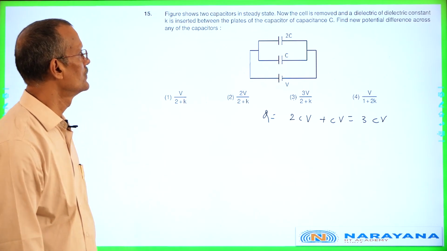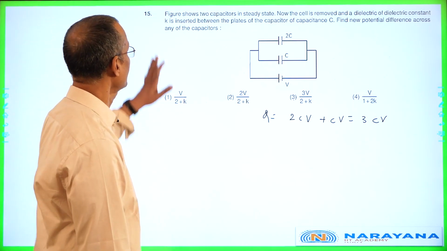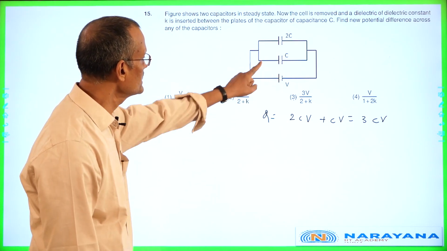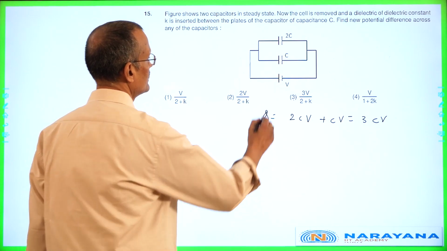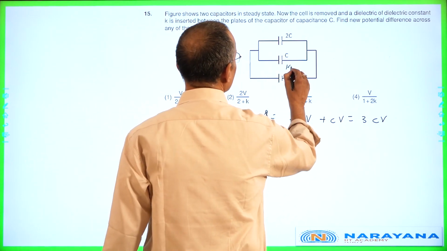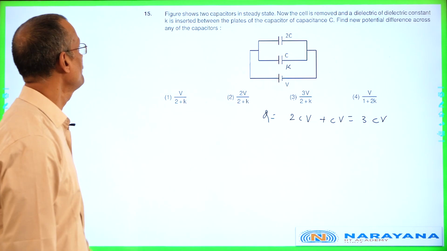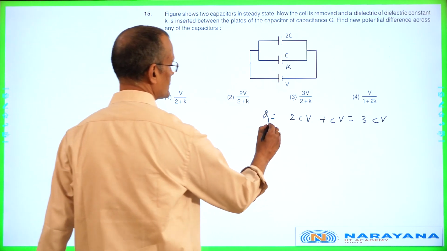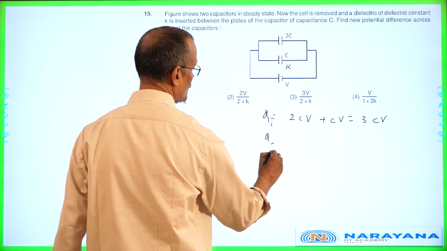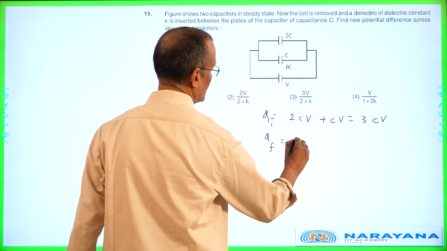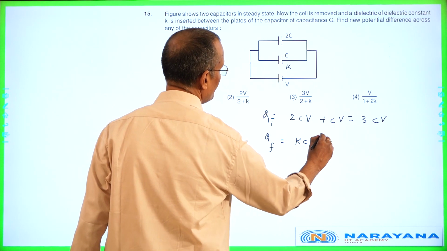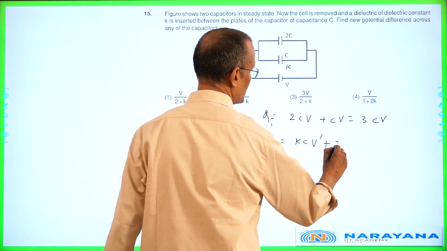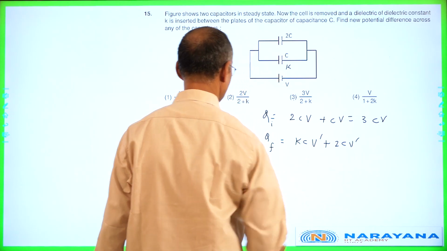Now, what do they say? A dielectric of dielectric constant K is inserted here. When you are inserting K, let us suppose the new PD becomes V dash. Then how much charge will be there? This is Q initial, Q final will be how much? It will become KC V dash. You have not changed this, so it will be 2C V dash.